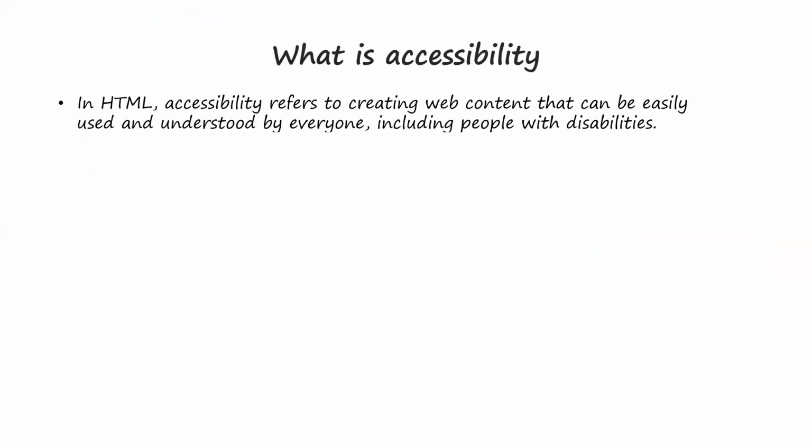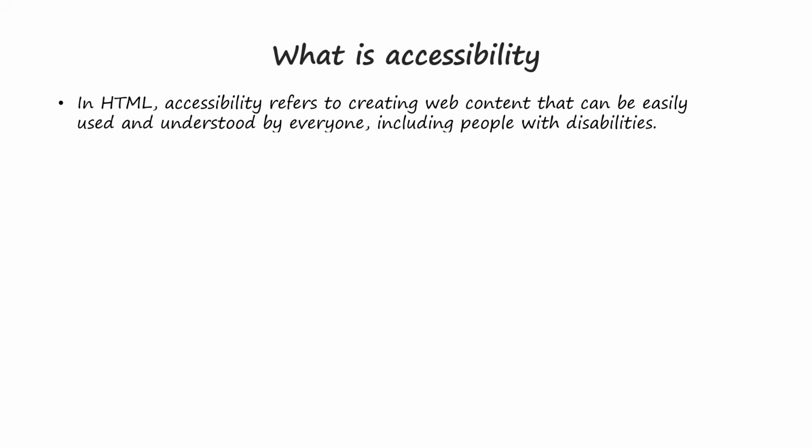In HTML, accessibility refers to creating a web content. A web content, a website, a web application, okay? Creating a web content that can easily be used and understood by everyone, including people with disabilities. So this is what accessibility is all about. It refers to you creating a web application, a web content, a website that can be easily used by and understood by everyone.